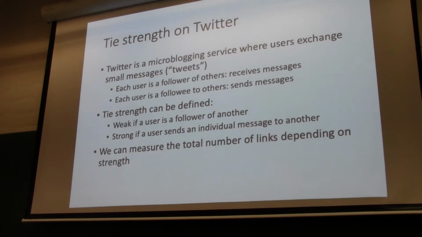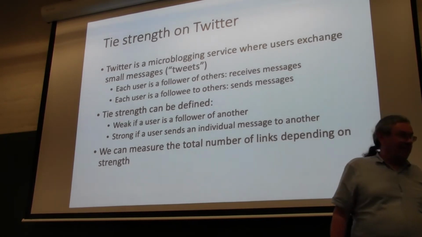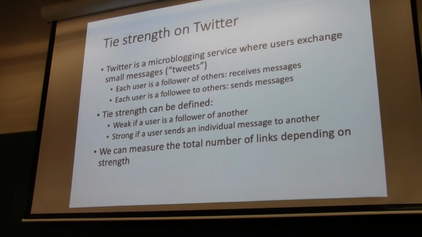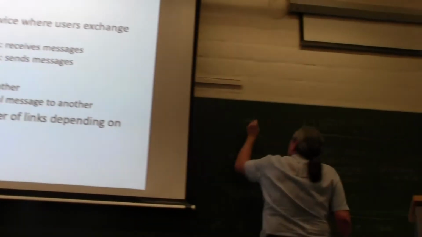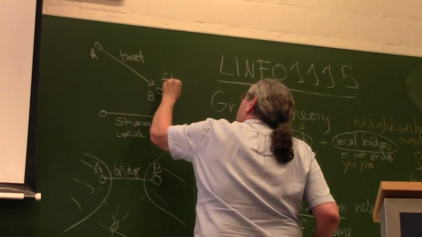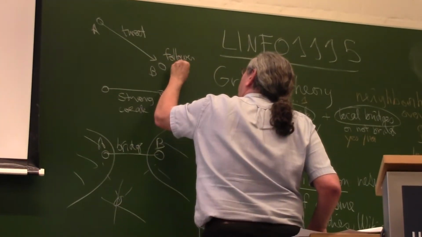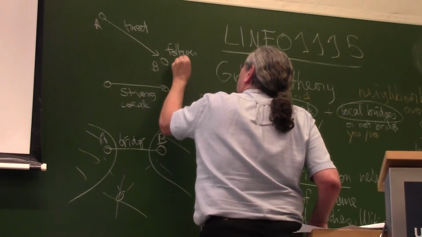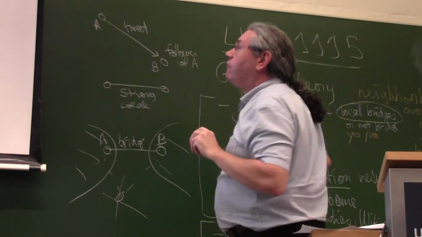And the final example is Twitter. Let's pretend you don't know Twitter. It's a microblogging service. Users exchange small messages that are called tweets. The users are little birds. And each user follows other users. So a tweet is going here. This user B is following user A. This is called a follower of A. So B is a follower of A.